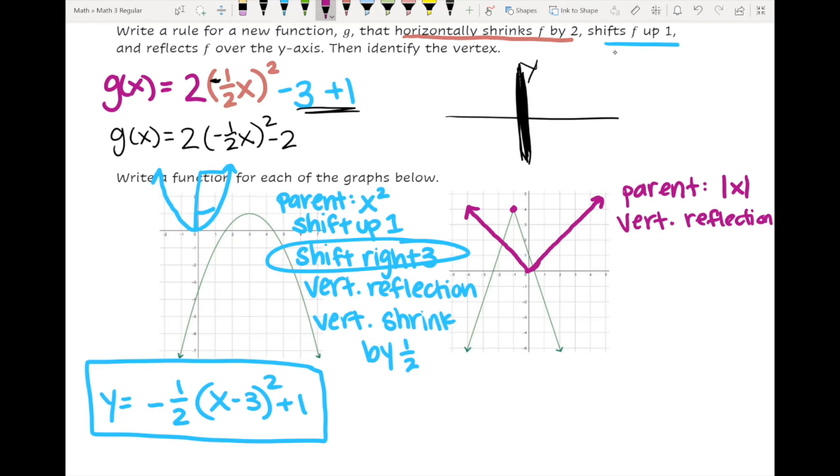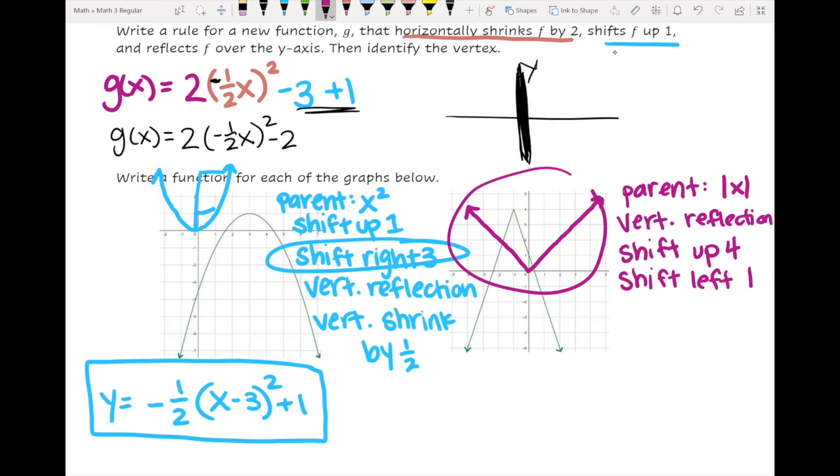The vertex itself went up 1, 2, 3, 4, and to the left by 1. Okay, so I'm going to say that it was shifted up 4, and it was shifted to the left by 1. Okay, so there's all of our shifts. We've got the reflection. Let's look at if there's a dilation or not, a stretch or shrink. The parent function that I drew right here, it looks like it's a little wider. The green one here looks like it's a little skinnier, so I may have done a dilation.